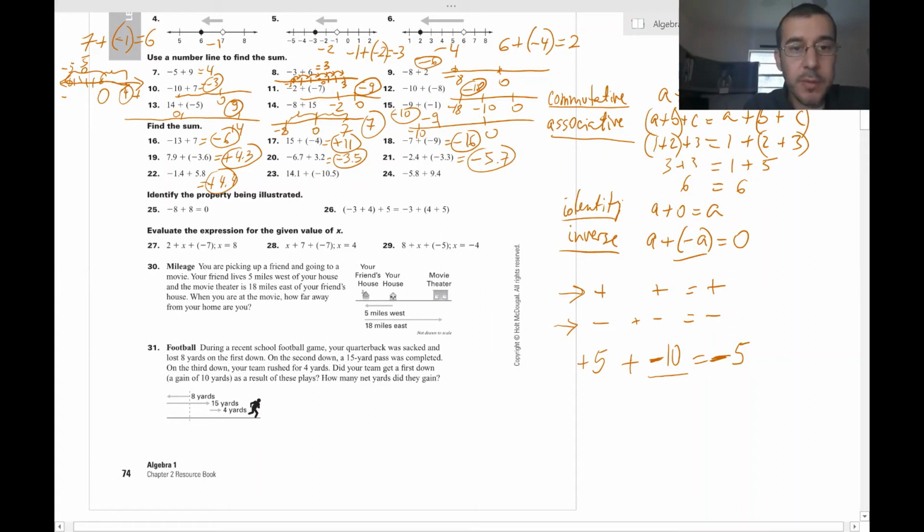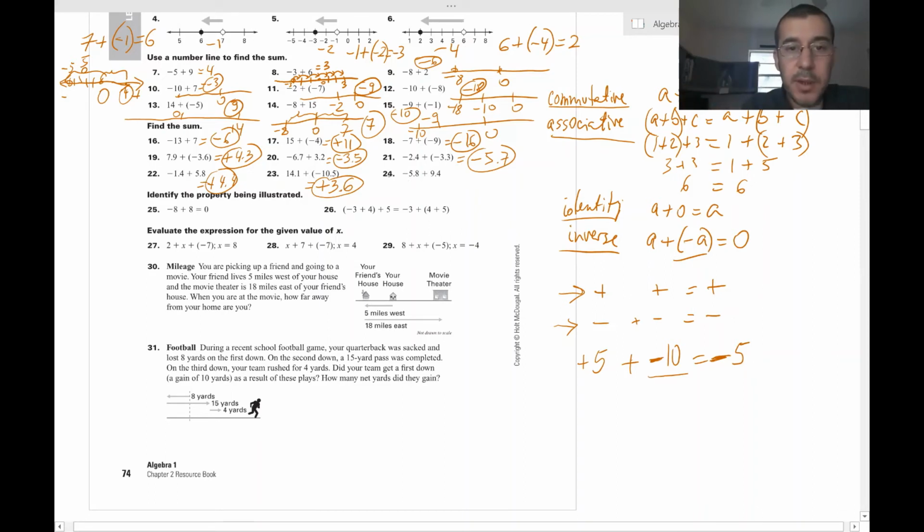For 23, we have plus 14 and minus 10. Plus 14 is larger, so the sign is plus. And then 14.1 minus 10.5. It's what? 3.6. So plus 3.6.